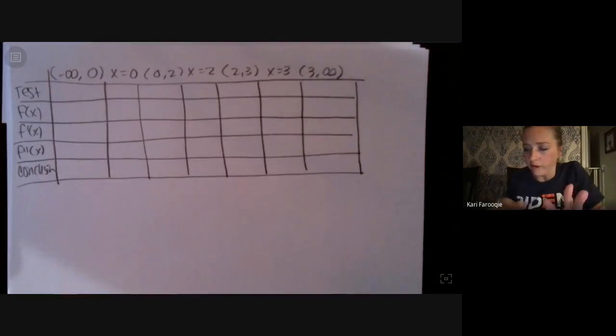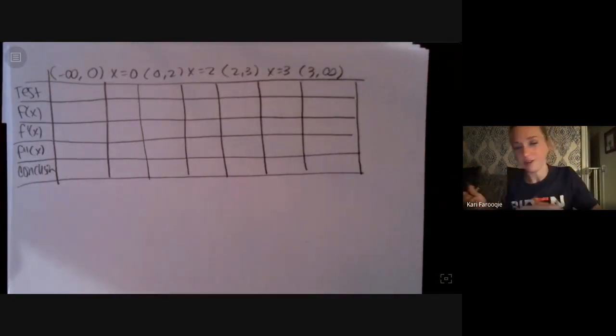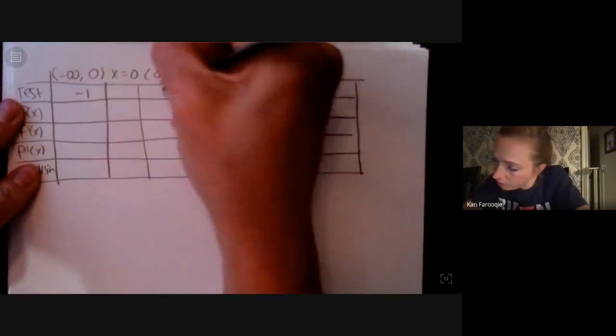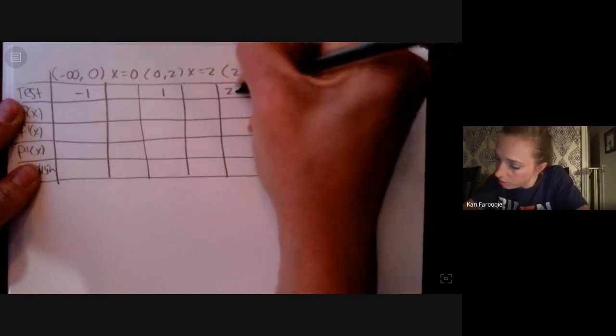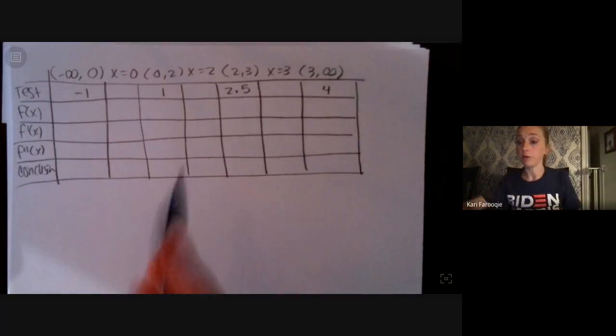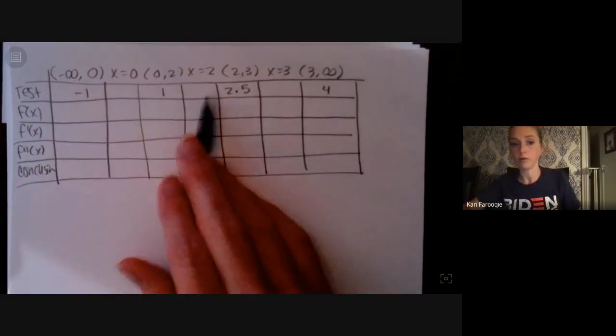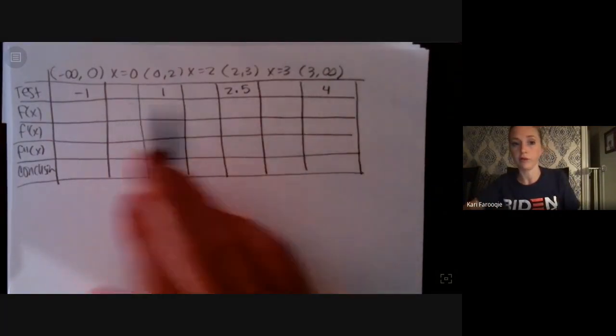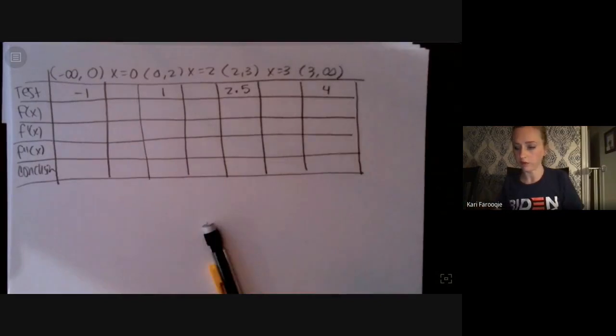All right, you're going to go to your table. I'm going to enter all of these values. Oh, I didn't put any test values down. Whoops. -1, 1, 2.5, 4. And I'm going to look at 0, 2, and 3. So I'm going to put all 7 of these values into my x equals on my table: -1, 0, 1, 2, 2.5, 3, 4.